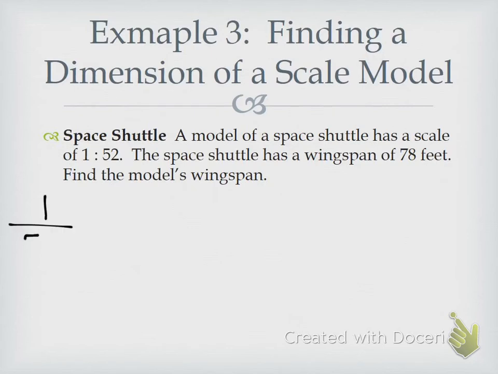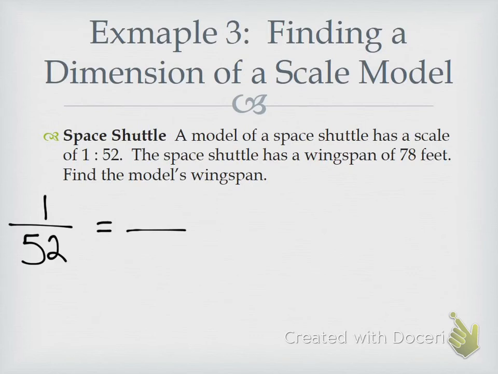1 to 52. Now here we have to use a little bit of inference, or we're assuming that 1 stands for, what do you think it stands for, the drawing or the actual size? The drawing, because it's always going to be a very small portion of what the actual is. And 52 is actual. So when I'm setting up my proportion, the top needs to be the model, the bottom needs to be the actual. So when it says that the model has a scale of 1 to 52 and the space shuttle has a wingspan of 78, find the model, which side of the ratio does my variable go in?